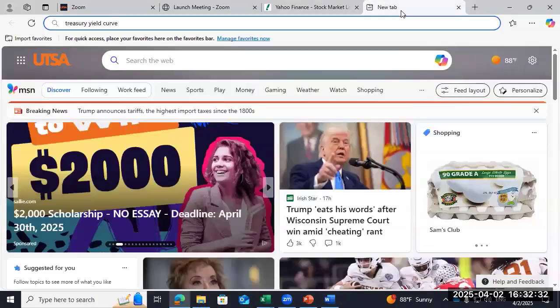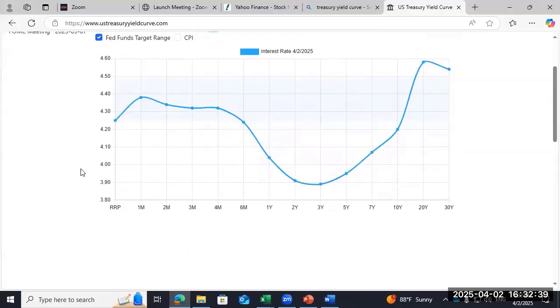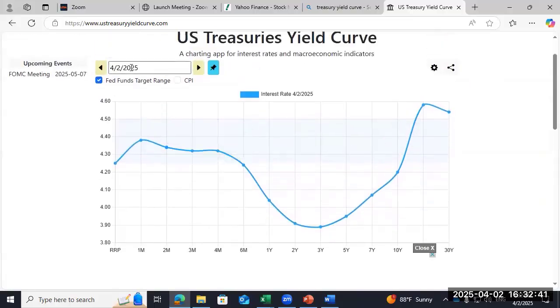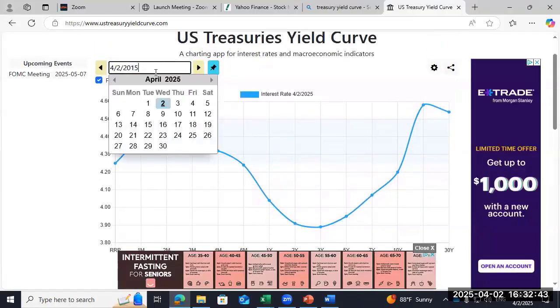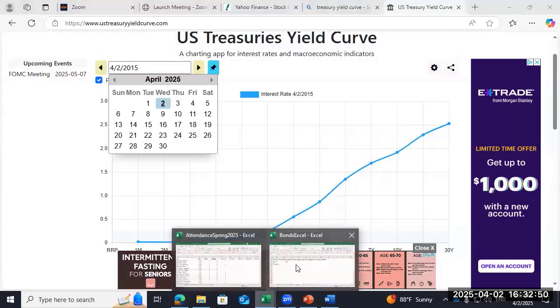All right, so let's do Treasury yield curve. So we're talking 10 years ago, right? So 10 years ago, it was a 30-year bond. So that would be the risk-free rate 10 years ago. The risk-free rate 10 years ago was really low, 2.53.